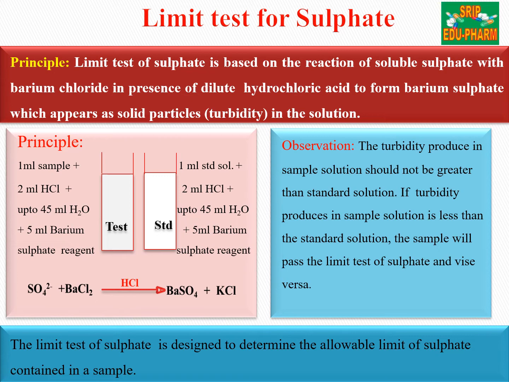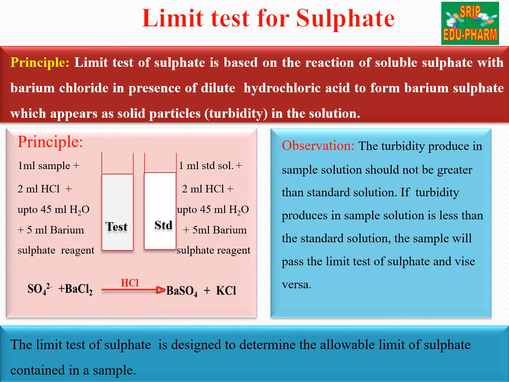How do we observe the limit test of sulfate? The observation is based on comparison of turbidity. It is done by comparing the turbidity of the test solution with standard turbidity obtained from a known amount of sulfate. For this purpose, the turbidity produced in the sample solution should not be greater than the standard solution.